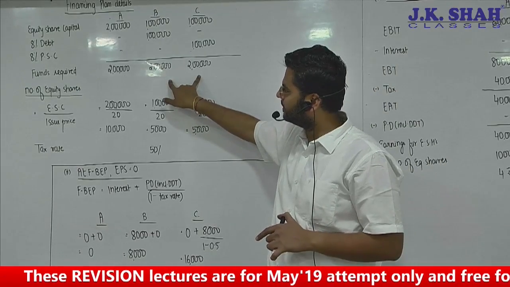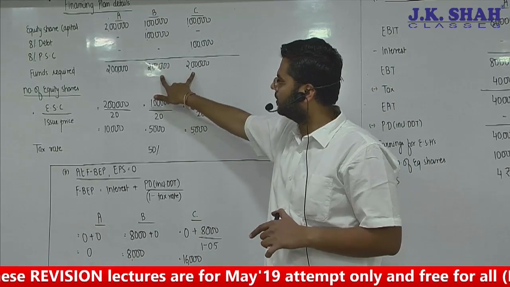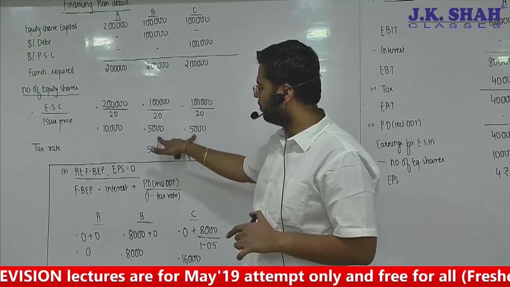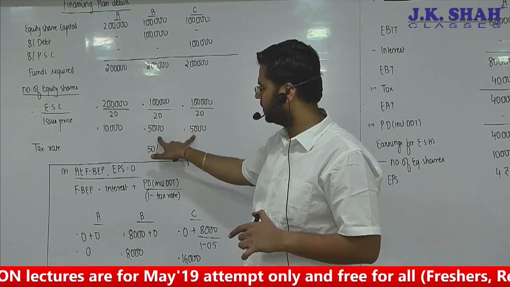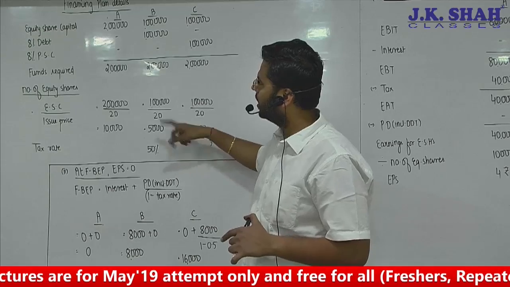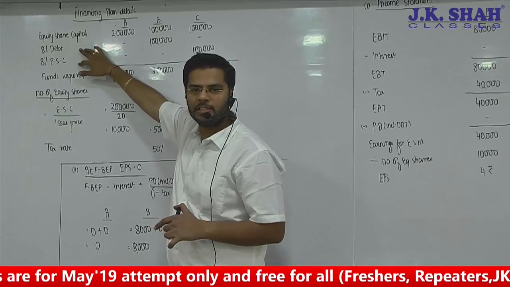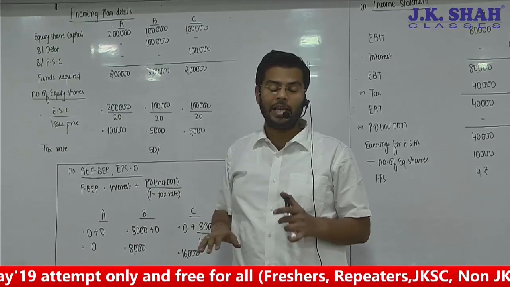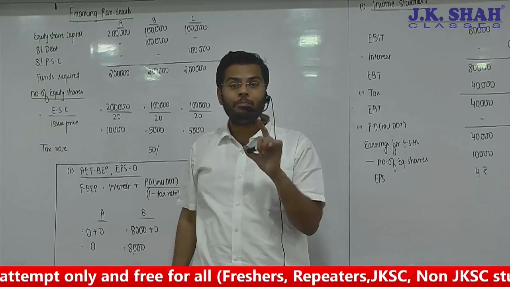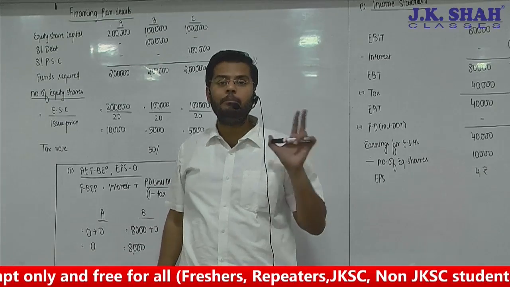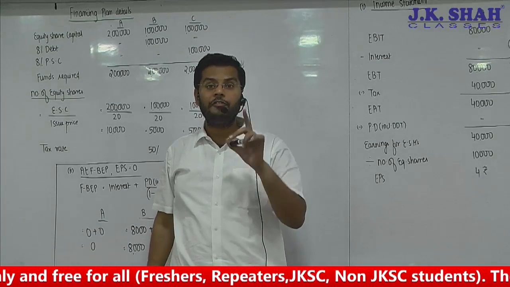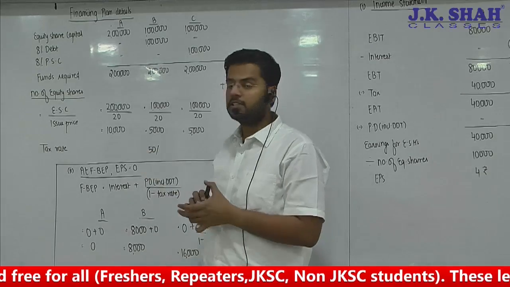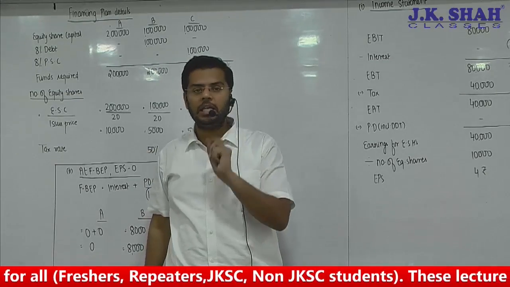Friends, if you notice, everything is the same. We require 2 lakh in both the cases. Our number of equity shares are the same. The tax rate is the same. The rate of interest and the rate of preference dividend are the same. Everything about these two plans is the same, yet one plan will always be better than the other. Which plan? In this case, it will be plan B.